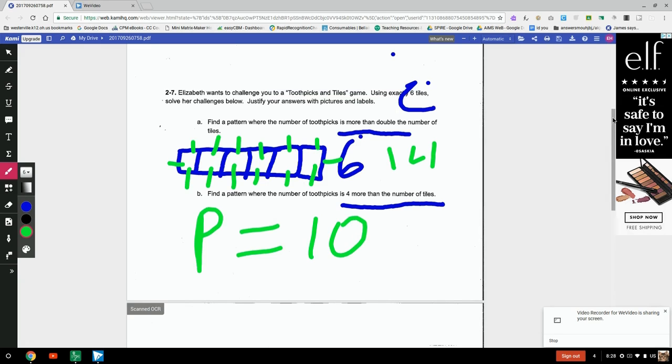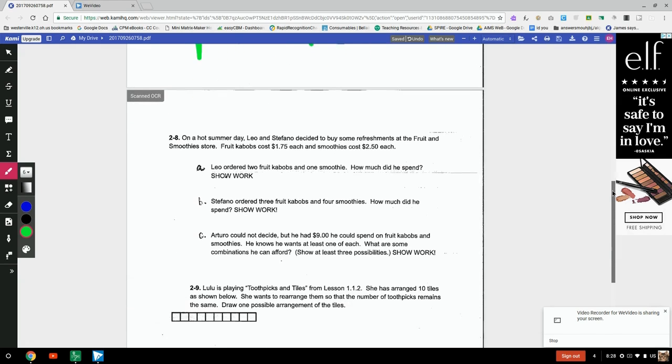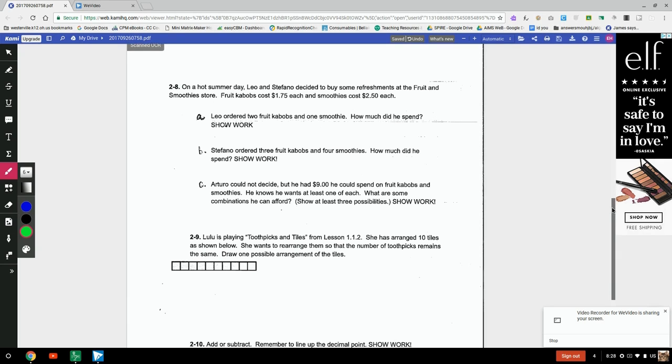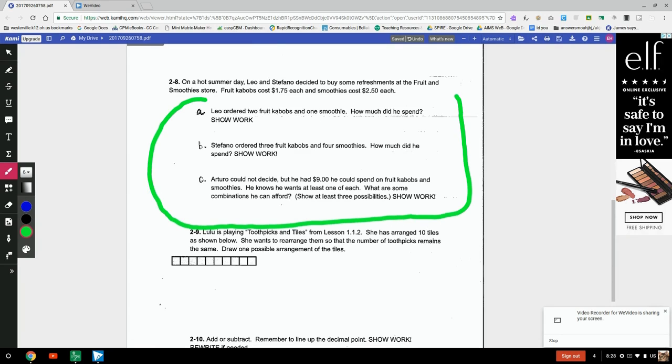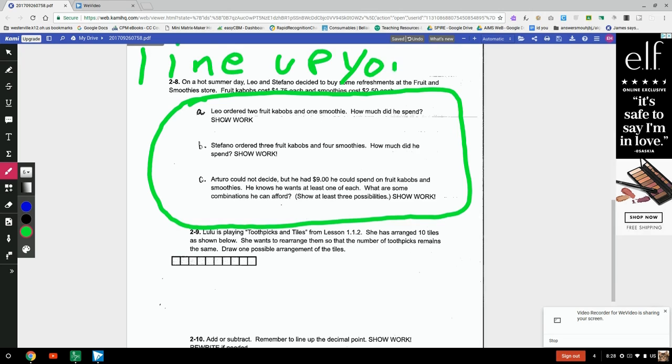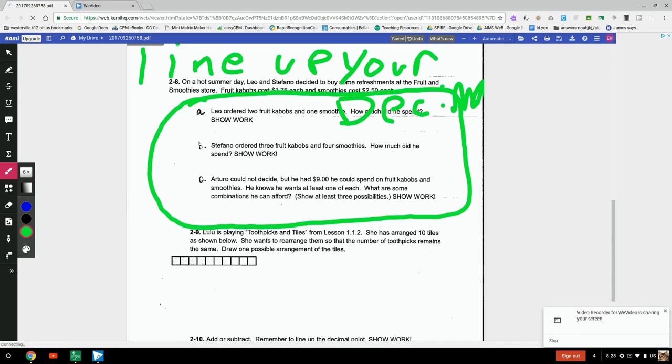All right, moving on to the back. Got a couple questions dealing with decimals here. On a hot summer day, Leo and Stefano decide to buy some refreshments at the fruit and smoothie store. Fruit kebabs are $1.75. Smoothies are $2.50 each. So questions A through C deal with adding up decimals. The one thing you need to remember is to line up your decimals. Okay, that's very important when you're doing these problems. Line them up, and you should be all right.